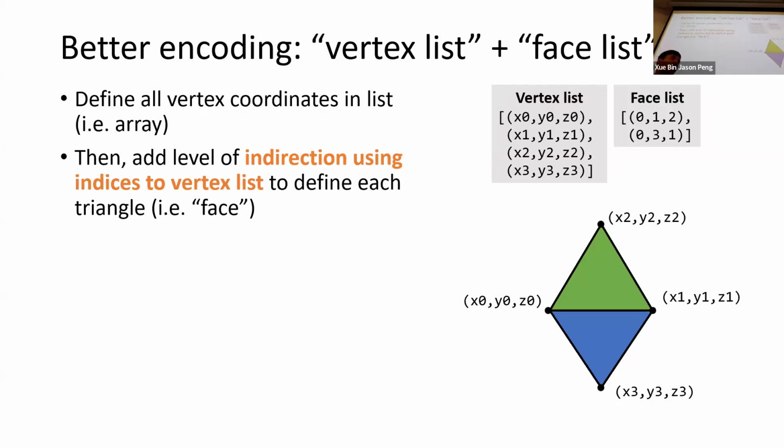And if we have more triangles in our mesh, then we'll just store a longer list of indices in the face list.